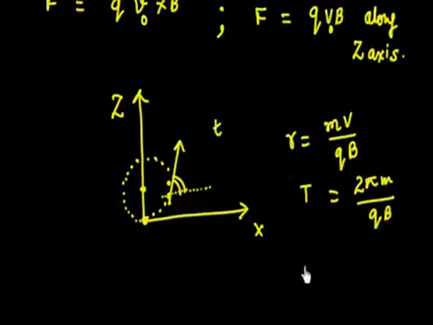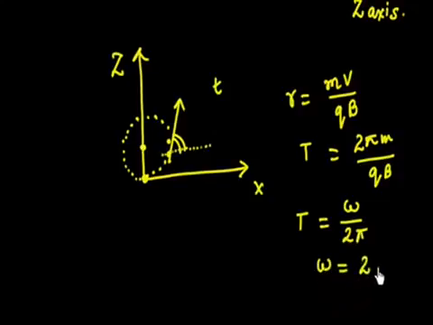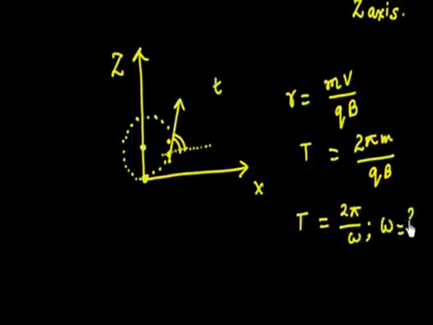So basically now I can calculate omega, the angular velocity by which it is moving. Time period is nothing but 2 pi by omega. So from here I can calculate omega. T is equal to 2 pi by omega, so now I know omega. Omega is nothing but 2 pi by T.